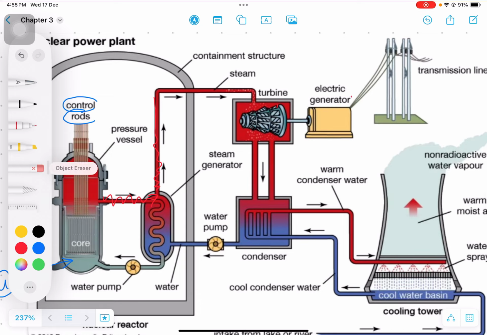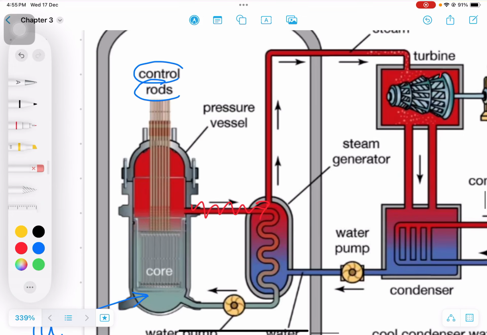Okay, so this is how we do it. We heat it up, and we heat another up, then we will turn the turbine, and we generate electricity. The steam will then cool down and be pumped back to the place. So we heat, cool down, heat, cool down, something like that. So okay, come back to the question, why do we need control rods?